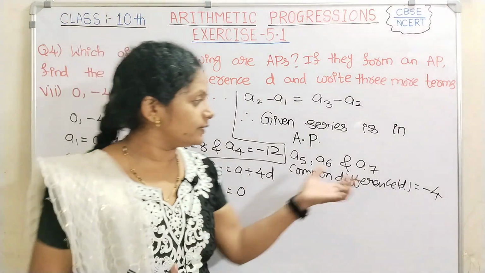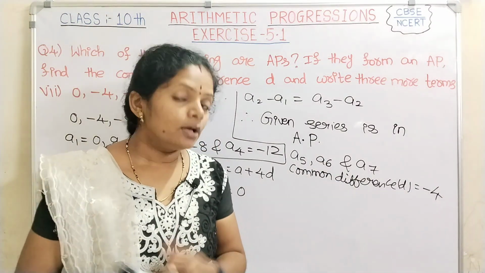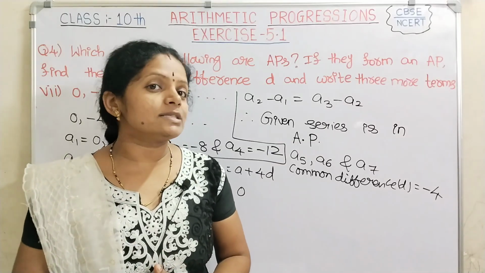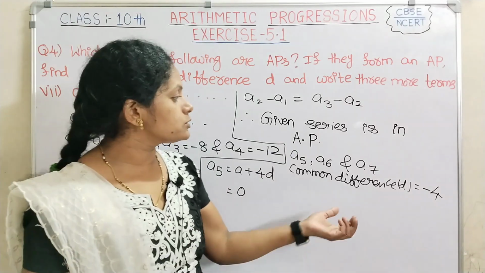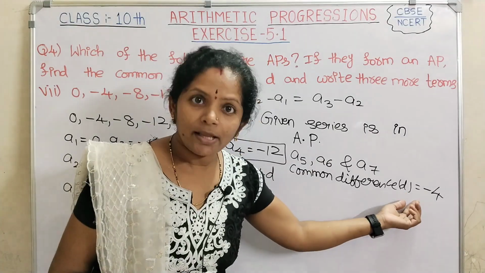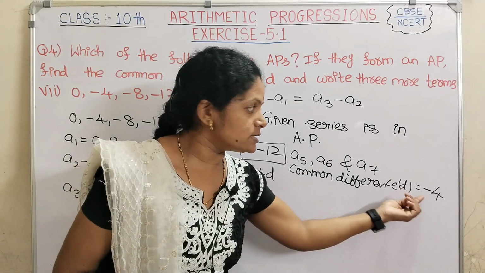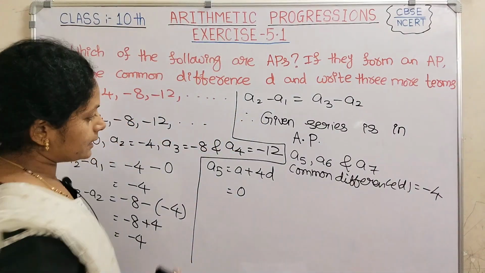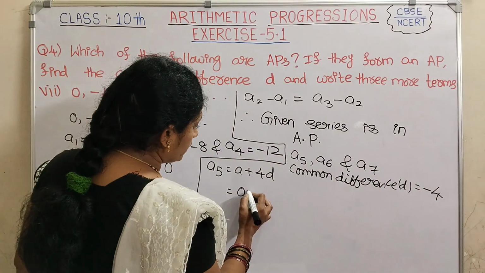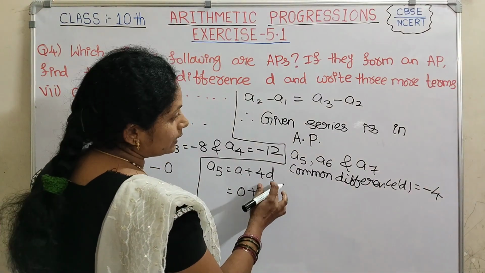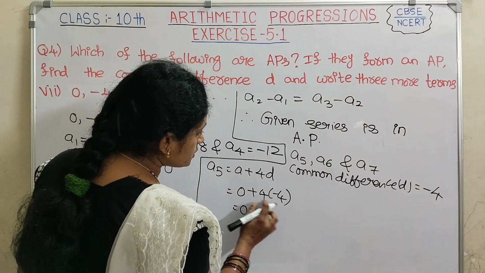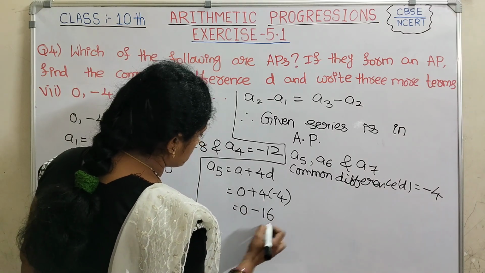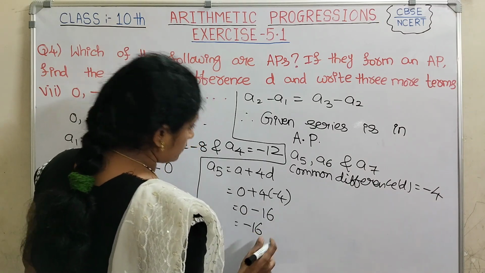How can we determine whether the given series is in AP or not? If we get the same common difference, then we can say that the given list of numbers is in the AP, otherwise not. So we got the same common difference. That's why directly here we have written D is equal to minus 4. Next, 0 plus 4 into D, that is minus 4. Plus into minus is minus, 4 fours are 16, minus 16.